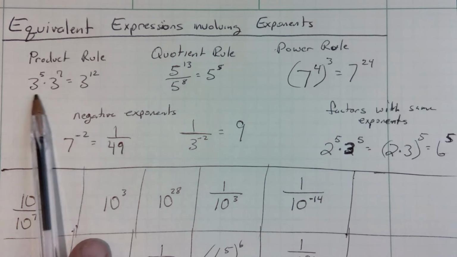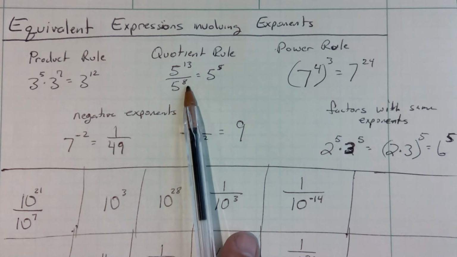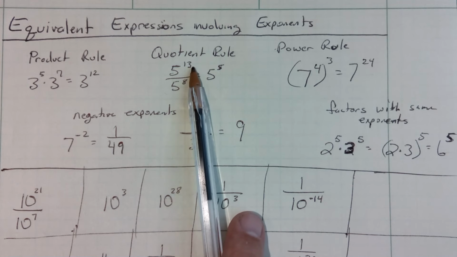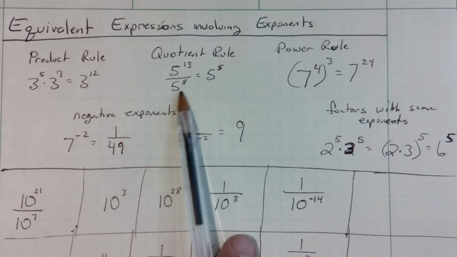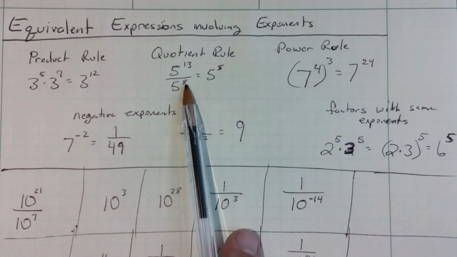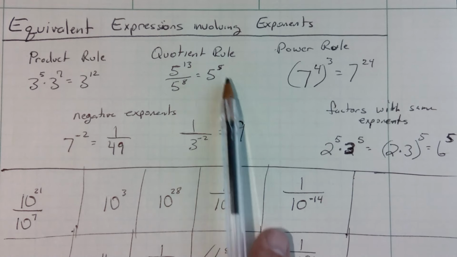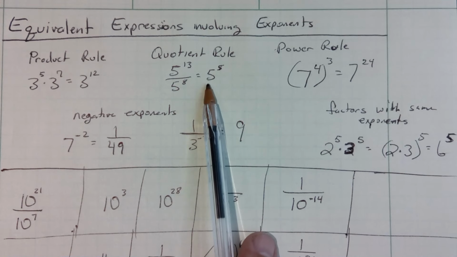The base doesn't change. Quotient rule, very similar to the product rule. If I have the same base 5 raised to the 13th divided by base 5 raised to the 8th, I subtract the bottom exponent from the top exponent. 13 minus 8 gives me 5, keeping the same base.